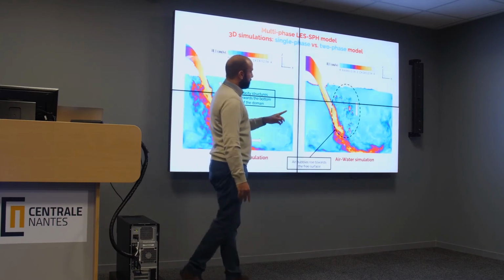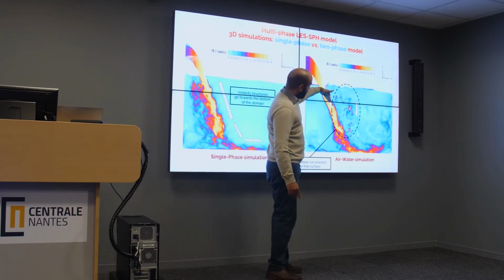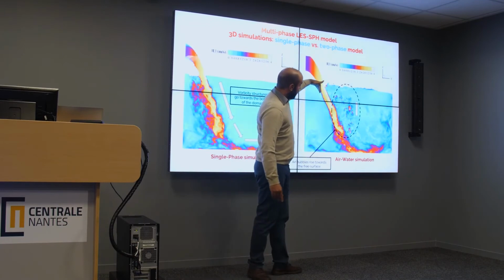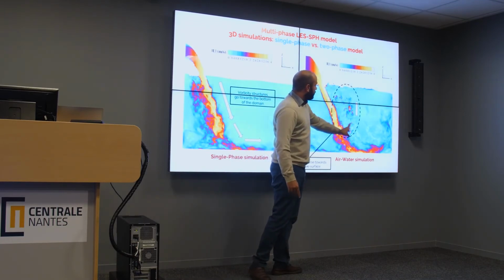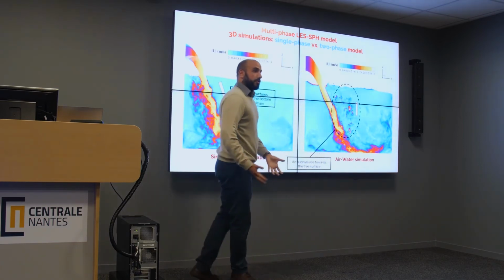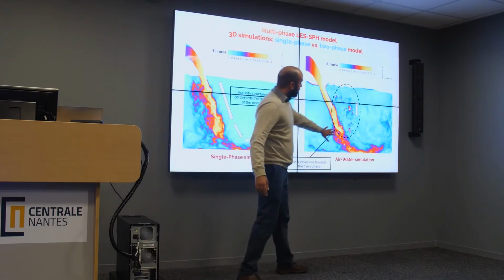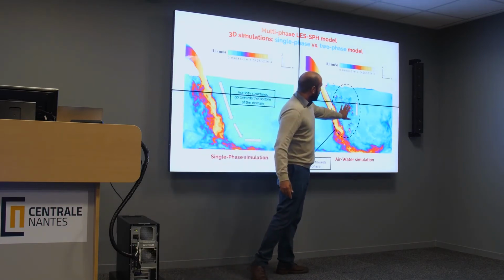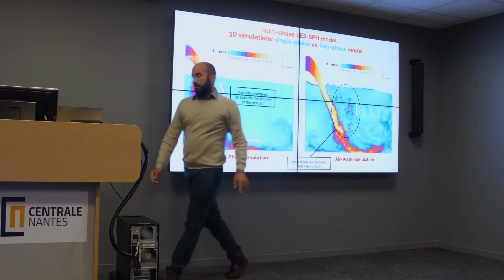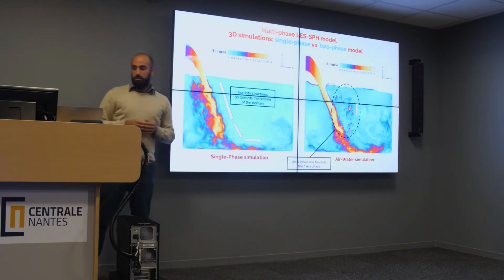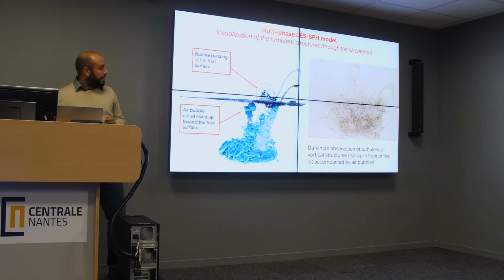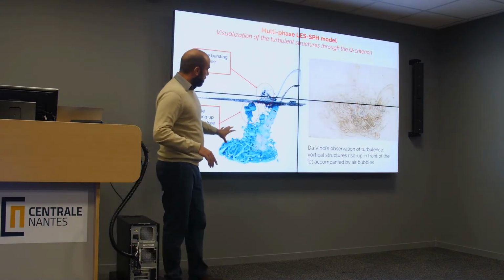While in the two-phase simulation, we have a deviation of the jet due to the buoyancy of the air, and then we have some detachment of the kinetic energy that goes up. And this is due to the bubbles that capture some of the water and make vortex structures going upwards. So this is the first clue that we are closer to Leonardo's drawing.